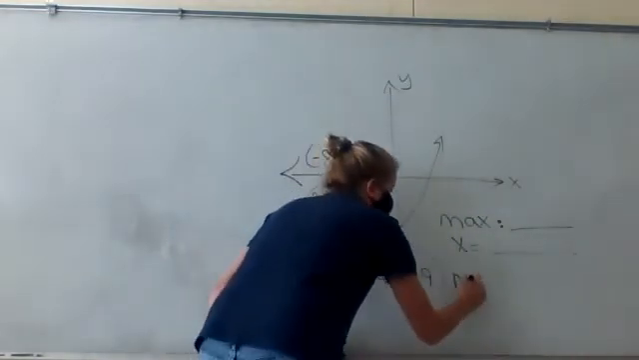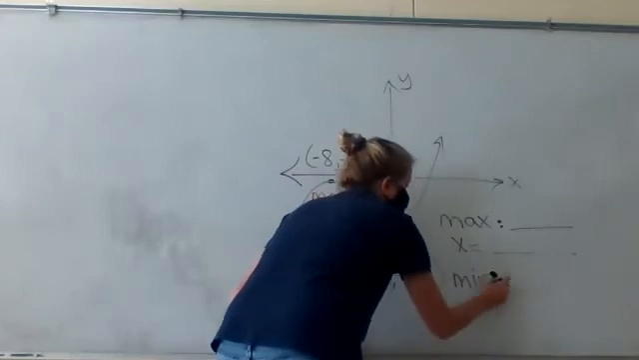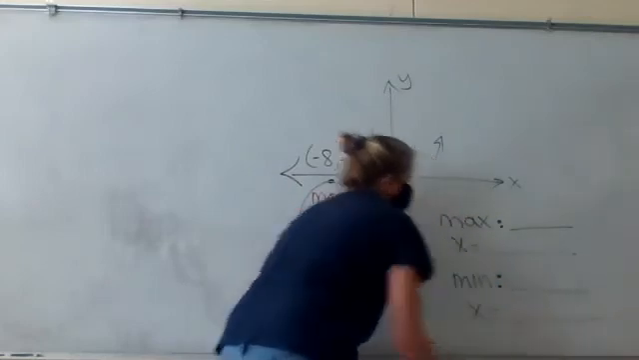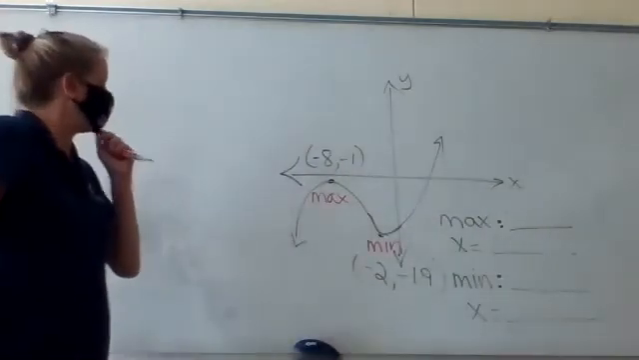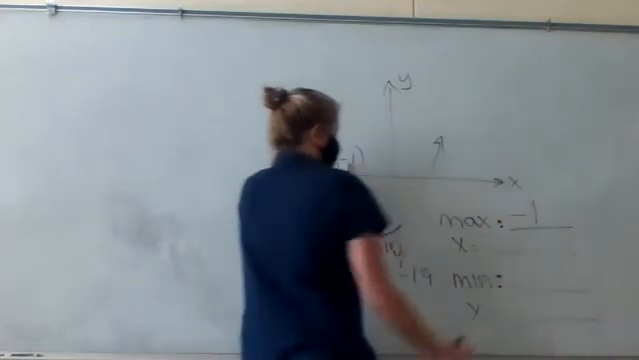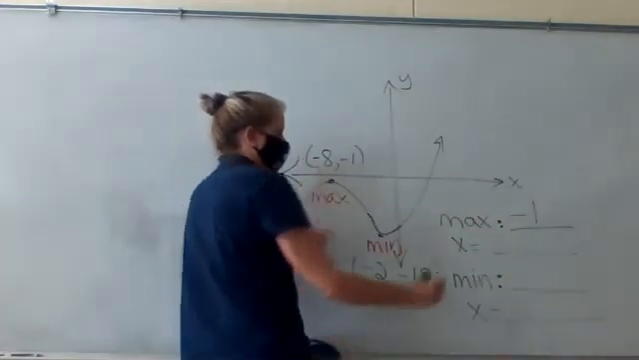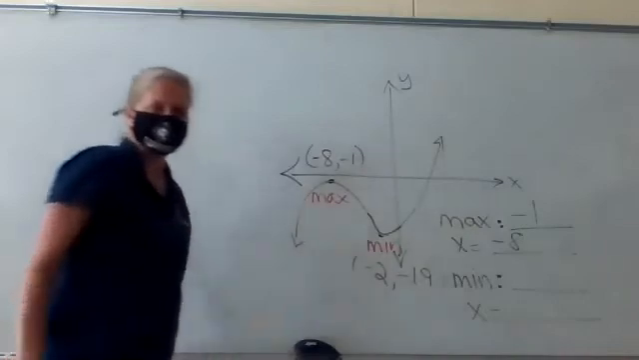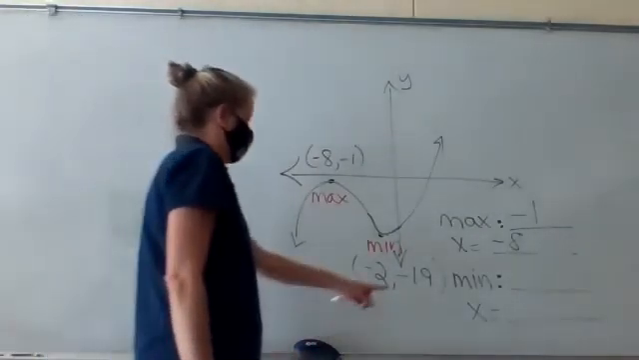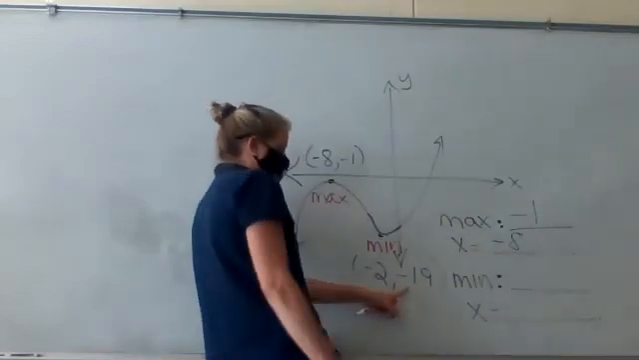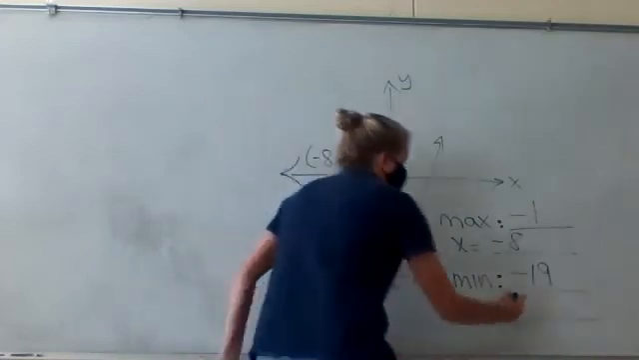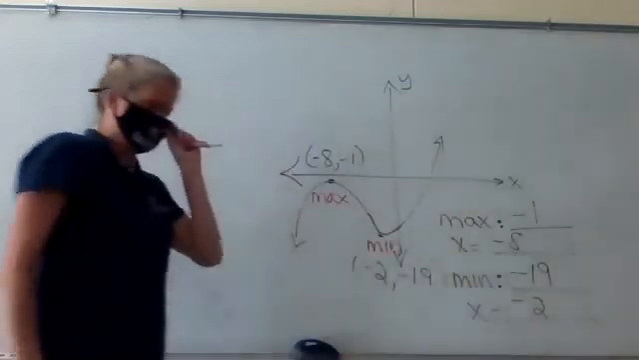And then it's going to want to know your minimum. So what is your maximum value? The value is -1, and it occurs at x equals -8. What is your minimum value? Your minimum value is, the value is always the y, so it's -19, and it occurs at x equals -2.